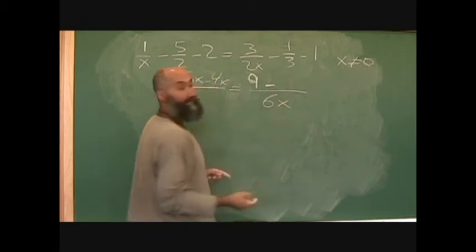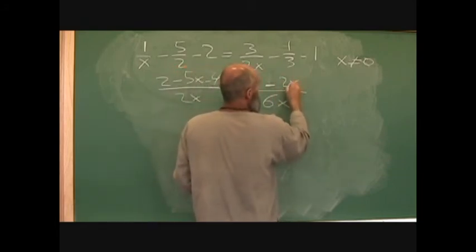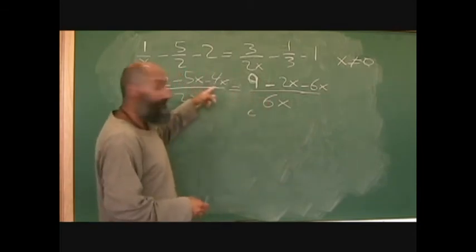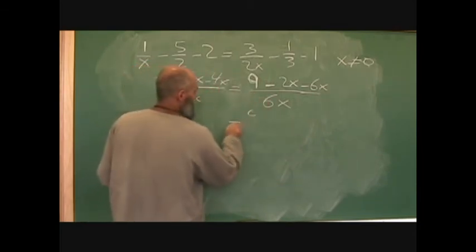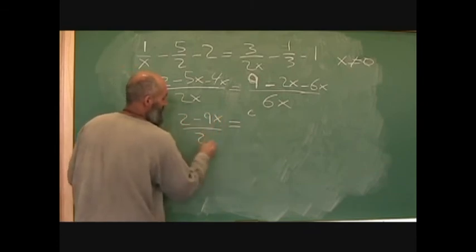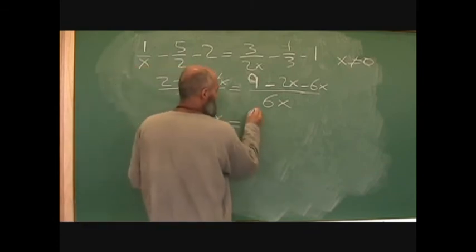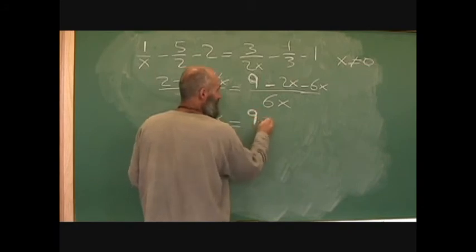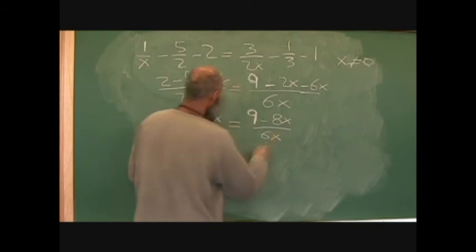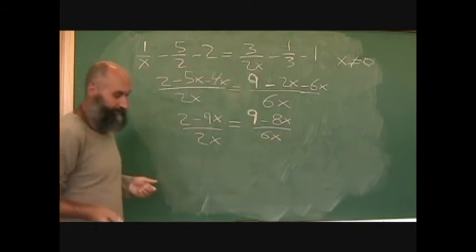Minus, multiply that by 2x, so 2x minus 6x. So what you're going to do is combine your like terms, right? So line up your equal sign. So 2 minus 9x over 2x equals 9 minus 8x over 6x. Okay?